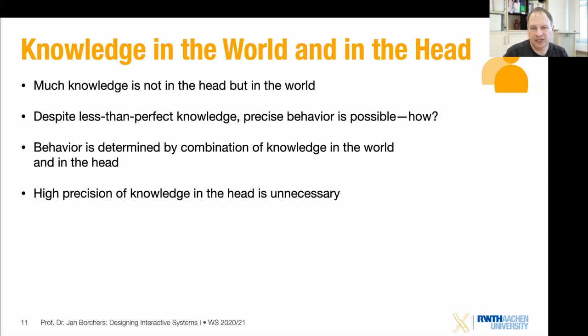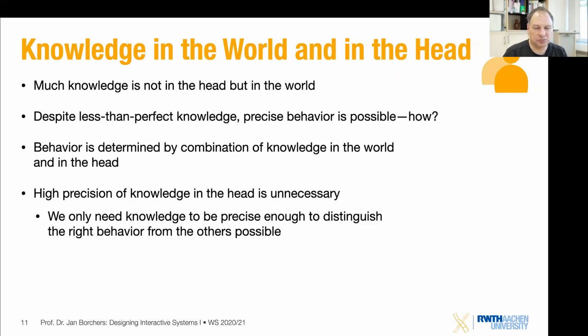This means, and this is related to what we talked about in the initial lecture about what people can remember, that we don't actually need extremely high precision knowledge in our head if the details are given to us in the world. All we need is precise enough knowledge to distinguish between the possible behaviors, to find the right one among those that are possible.